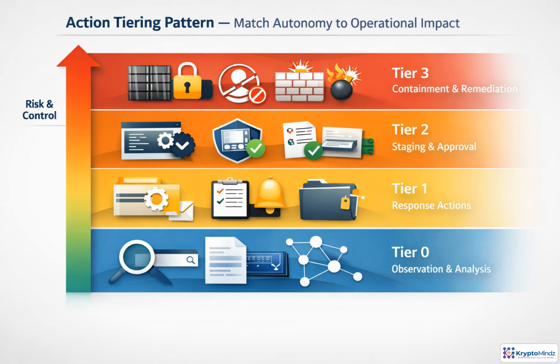One practical governance pattern is to separate actions by operational impact. Tier 0 is observation and analysis, where autonomy is usually safe. Tier 1 covers reversible response support, such as tickets or notifications. Tier 2 introduces staged change and approval gates. Tier 3 affects production, identity, or containment, so it requires human authorization, logging, and rollback plans. The aim is not less automation. It is the right automation for the right level of risk.